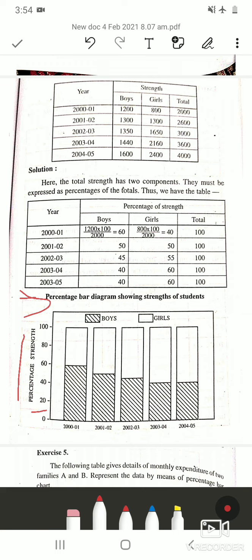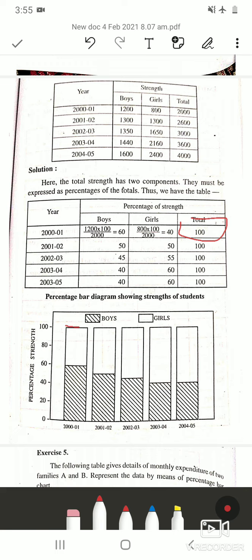and the distance between the consecutive bars must be the same. And note that in a percentage bar diagram, the height of each rectangular bar will be 100 because we are showing it in terms of percentage. So for the year 2000 to 2001, the total is 100, so the rectangular box is of 100 obviously.